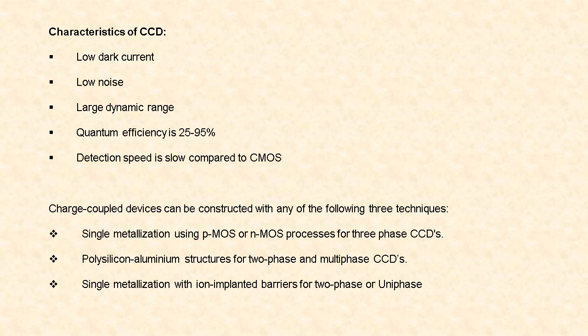Charge coupled devices can be constructed with any of the three following techniques. First one, single metallization using PMOS or NMOS processor for three-phase CCDs, polysilicon aluminum structures for two-phase and multi-phase CCDs, single metallization with ion implanted barriers for two-phase or uniphase CCDs.